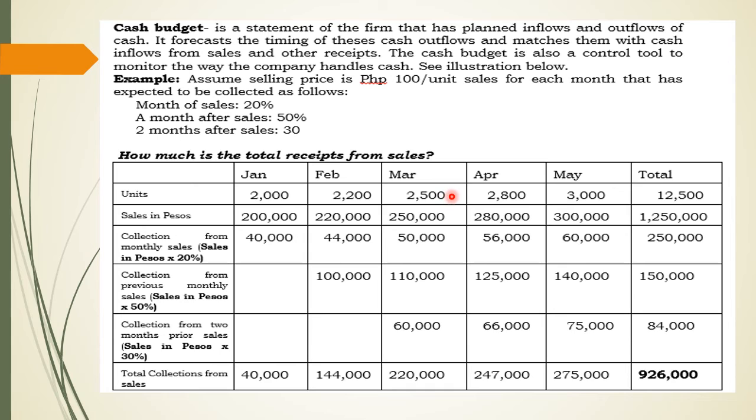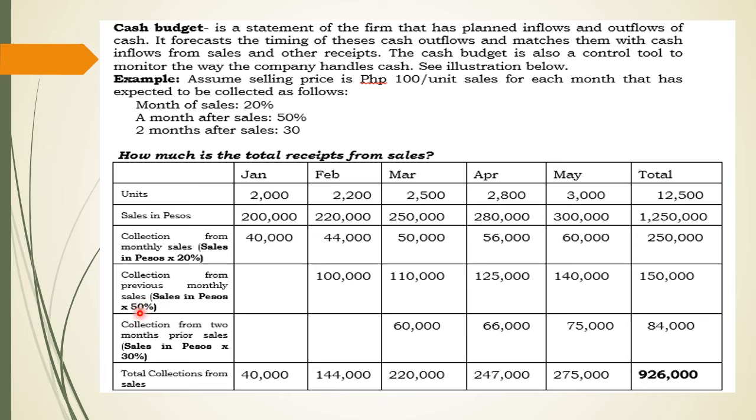Adto na punta sa March. Your units sold is 2,500. 2,500 times 100 is 250,000. 250,000 pila galing to ang kwaon anhi sa month of sales 20%. So 250,000 times 20% is 50,000. Again ha, 250,000 times 20% na kay 50,000.